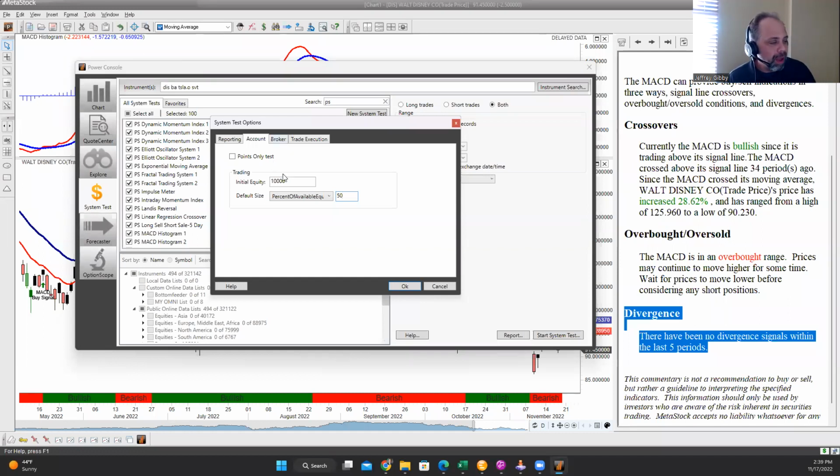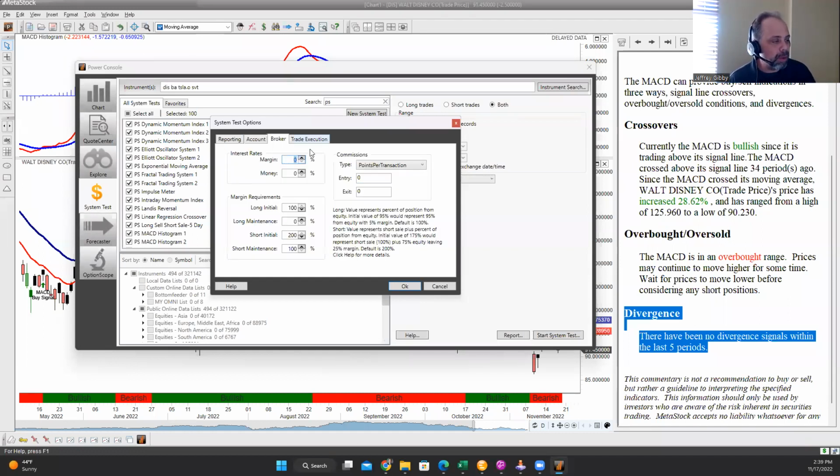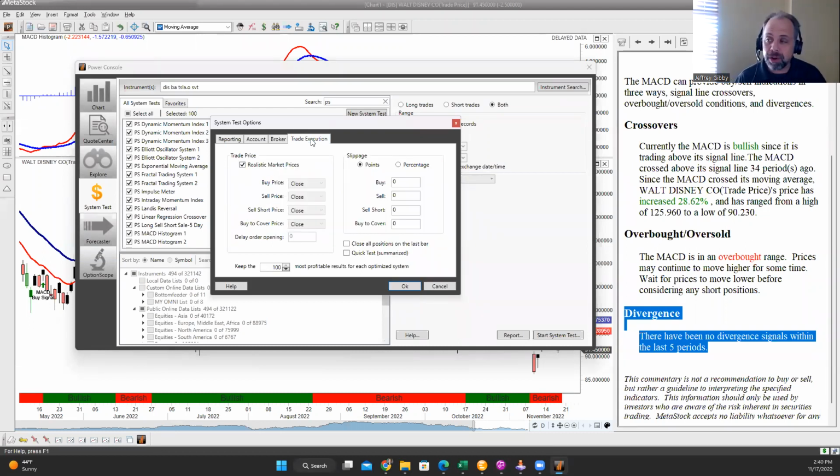Okay. In terms of other things that we have control over, you can put in commissions if you're still paying them. You can put in margin requirements. I'm not going to do any margin. And for trade execution, what I'm going to have it do is what we call realistic market prices.